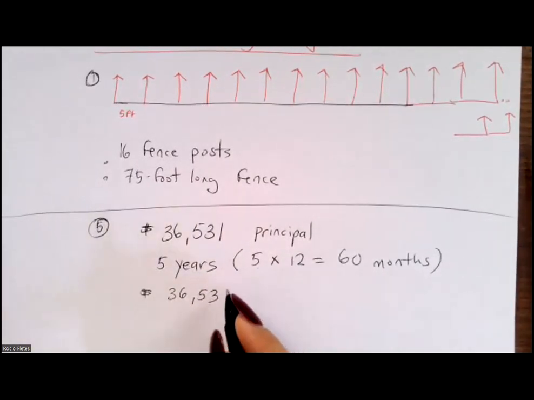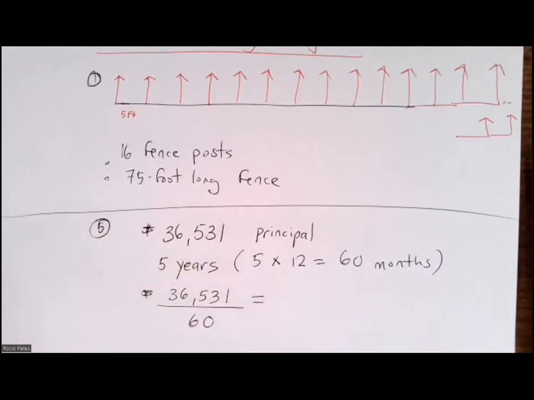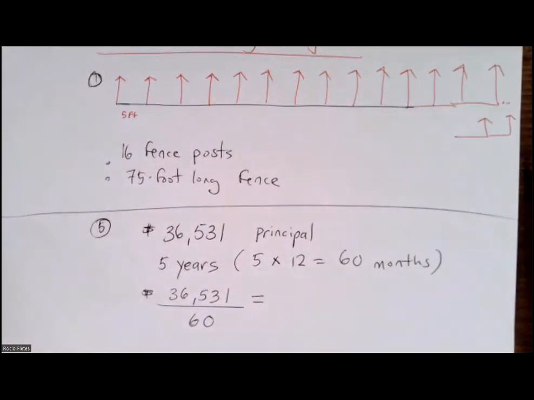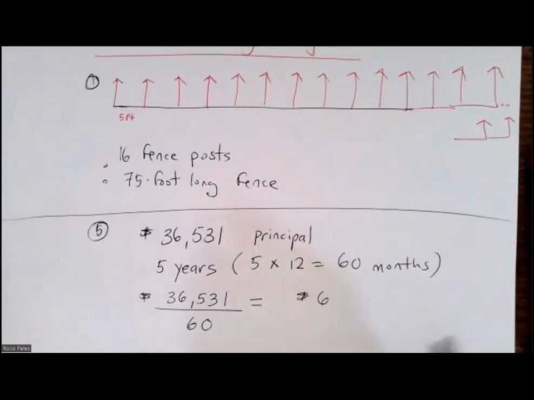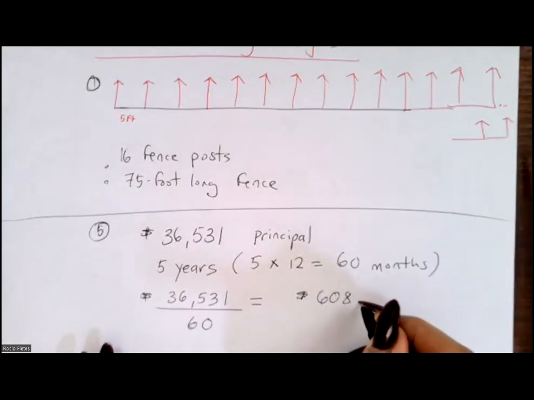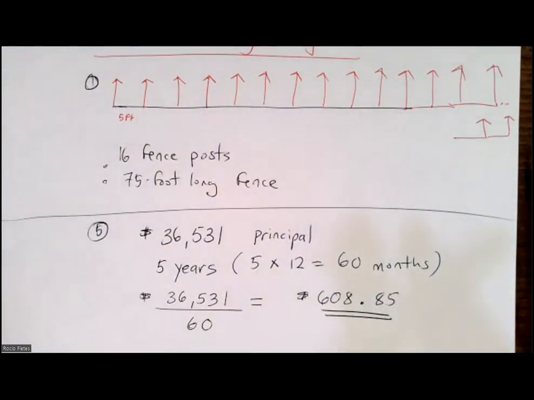So we take 36,531 and we're going to divide it by 60, right? Because the interest has been already added. So all we need to do is take 36,531 and divide it by 60. And so we get, for a monthly payment, 608.85. We're rounding to the nearest cent, so we're getting 85 cents. Okay. So that is number 5.